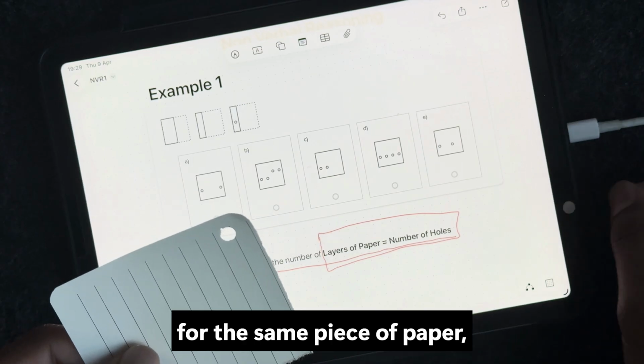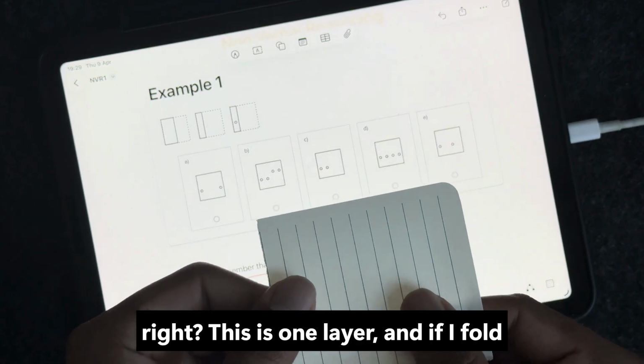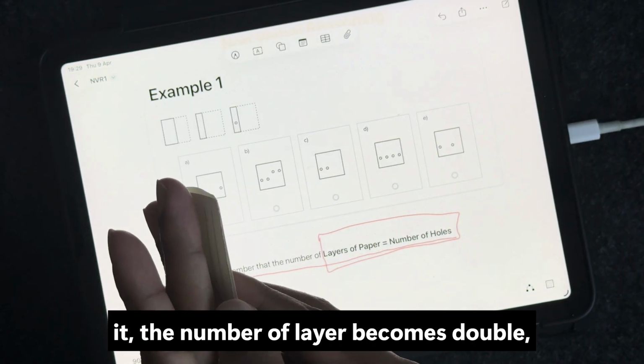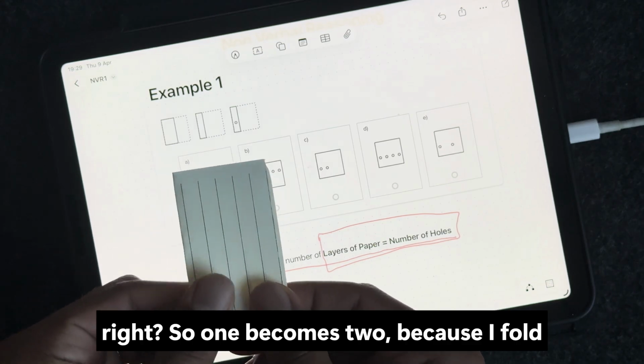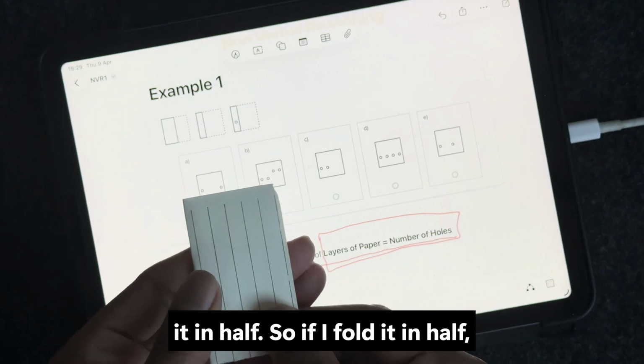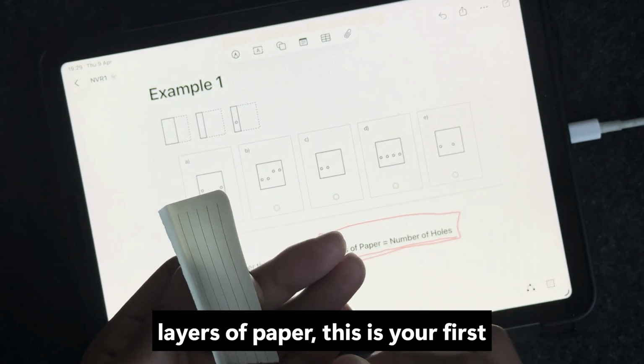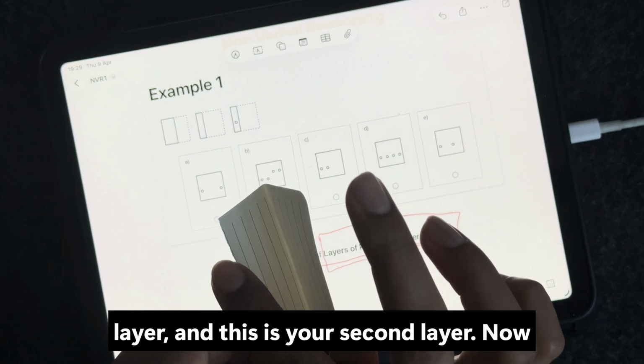Now, for the same piece of paper, this is one layer, and if I fold it, the number of layers doubles. So 1 becomes 2 because I folded it in half. When I fold it in half, the papers overlap, so there are 2 layers of paper. This is your first layer and this is your second layer.